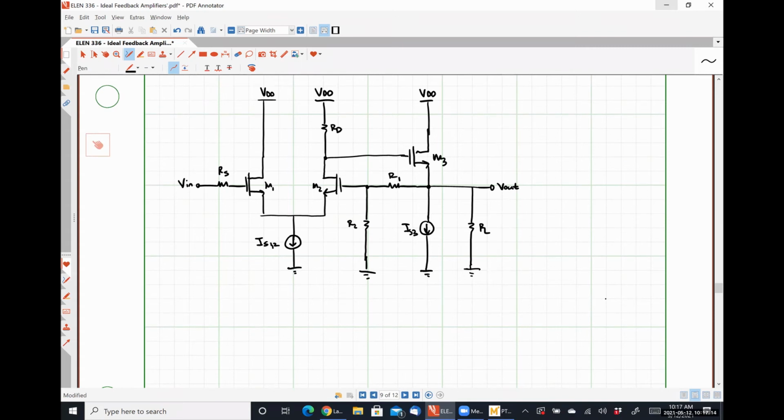And not, did you just, where is R3? M3. Oh, okay. So that's fair. So how do I know whether or not that transistor M3 is part of the feedback loop?